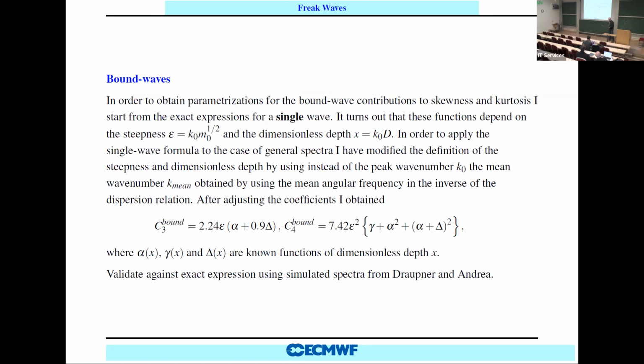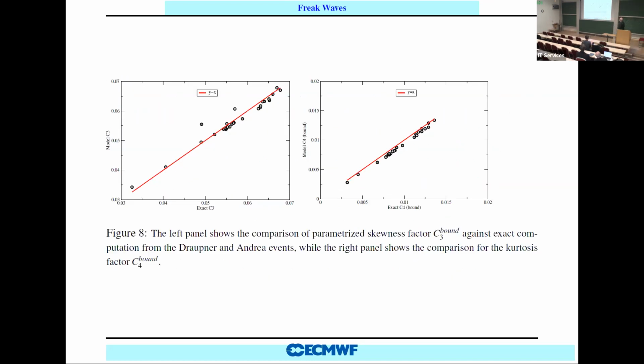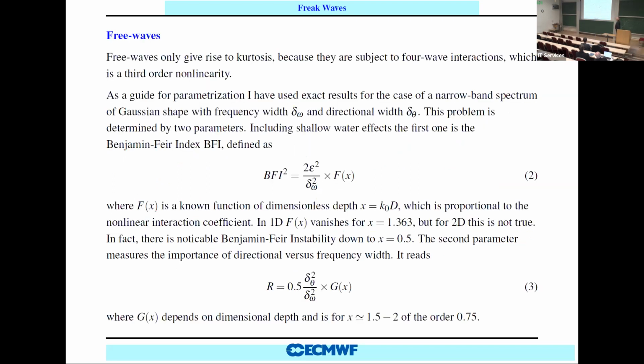And then I validated that against the exact calculations, and the result is this. This is for skewness, this is modeled, skewed, parameterized, and this is exact. And here for kurtosis of the bound waves. And you can see, you know, for those cases I can do a reasonable job. But of course, you guys in artificial intelligence can do a much better job, I suppose. But you know, that's how far I could go on this subject a few years ago.